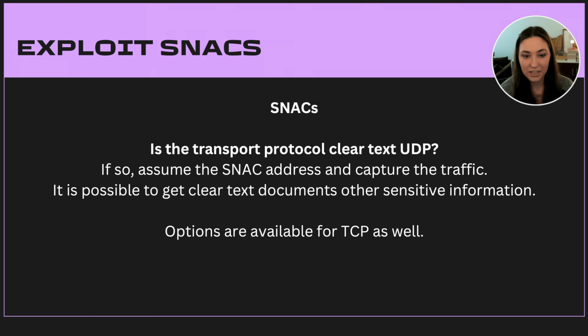If it is in the transport protocol and clear text UDP, you can assume the SNAC address and capture the traffic. It is possible to get clear text documents or other sensitive information this way, and it has been done. There are other options for TCP as well, but that does introduce some interesting problems that you can overcome. It just takes a little bit more configuration and effort. But like I said, using UDP, you can get some clear text documents that could have credentials or just sensitive information in general that you probably should not have.